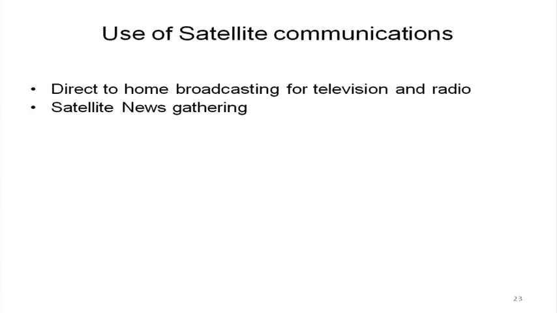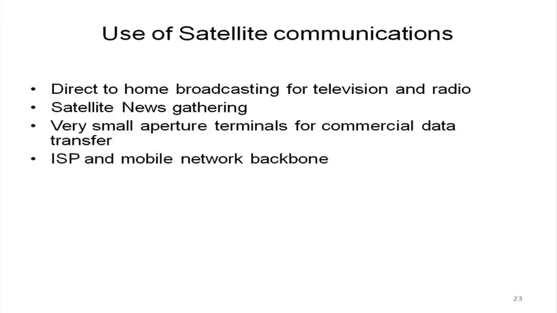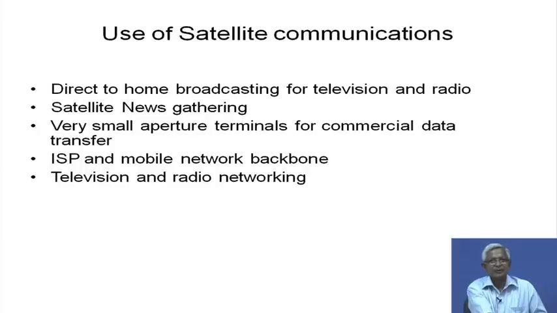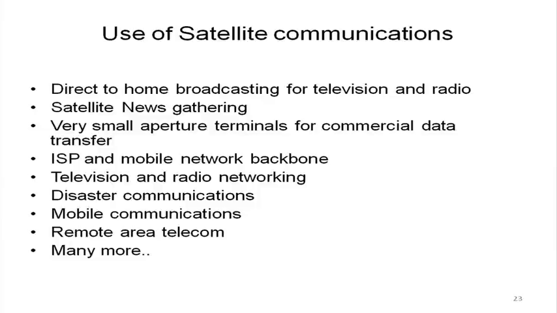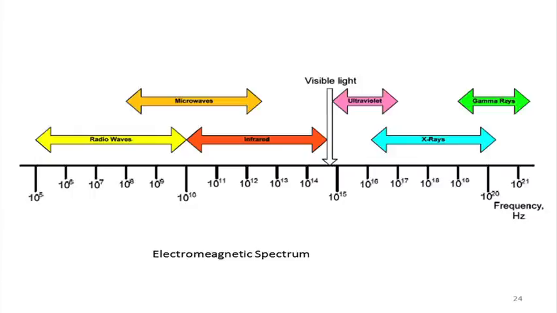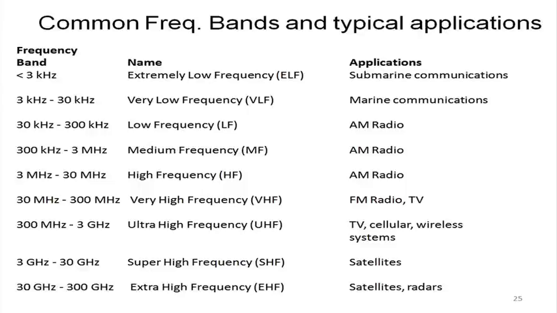Now satellite communication can be used for direct to home broadcasting, for television, radio, satellite news gathering, very small aperture terminal, internet service provider, mobile network backbone, television radio networking, disaster communication, mobile communication, remote area communication, a lot of things. Normally these are the bands where you can see the yellow color at the top, microwave. That band is used for satellite communication, and you can see in this table the frequency bands which are available. Towards the bottom, 3 gigahertz to 30 gigahertz is super high frequency, satellite. Microwave is covered in that.